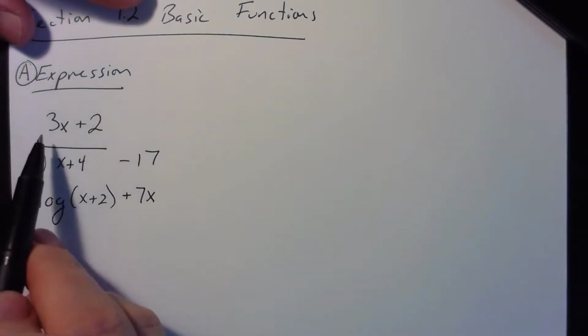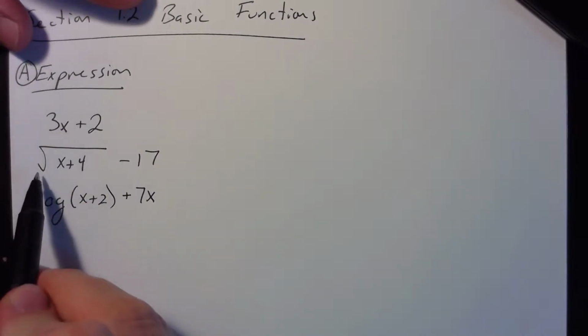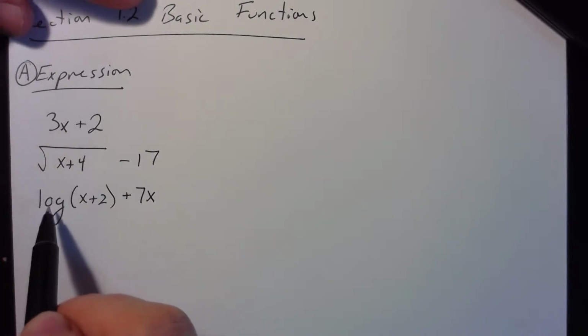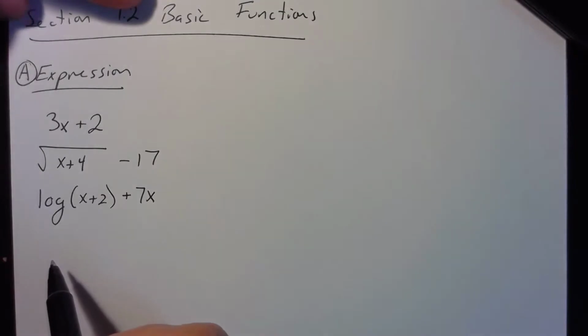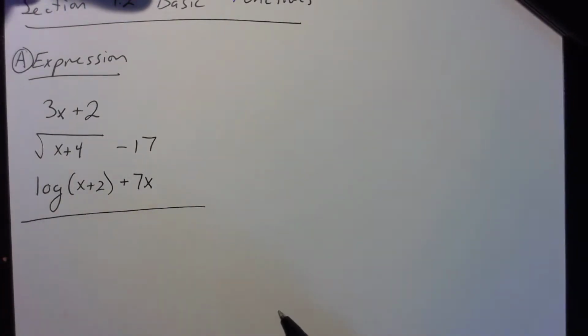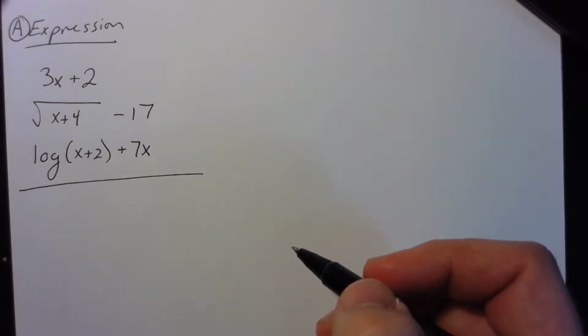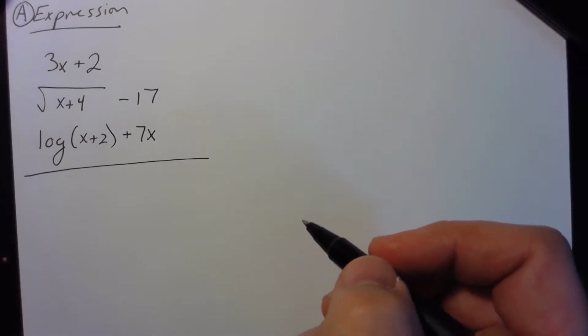Again, keep in mind that we have numerical values, we have variables, and we have operations. Operations such as a radical and a log are very special operations, but they still count as operations. So that defines what an expression is. It is, again, a simple list of operations, numerical values, and variables all combined together.